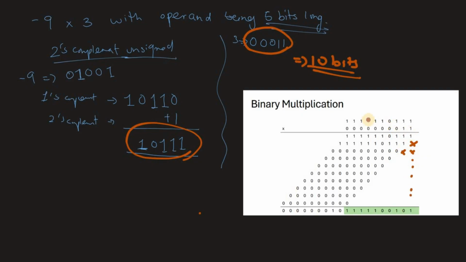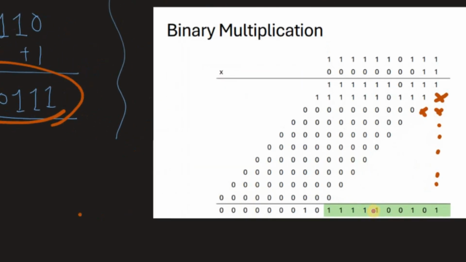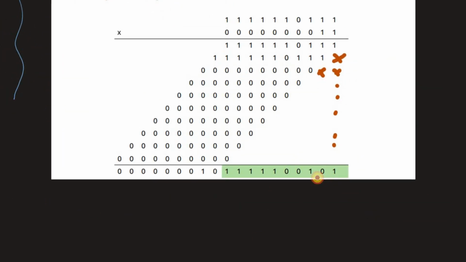So they did 1 times 1, that's a 1, and so on, ANDing the bits. Then you add these up, and from the final answer that you get, you only choose the 10 bits. See, 1 2 3 4 5 6 7 8 9 10, only these 10 bits are going to be the answer, and the rest you discard.